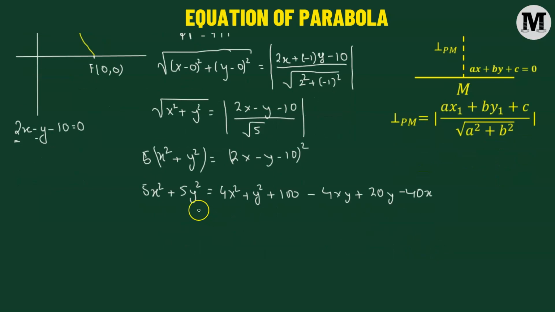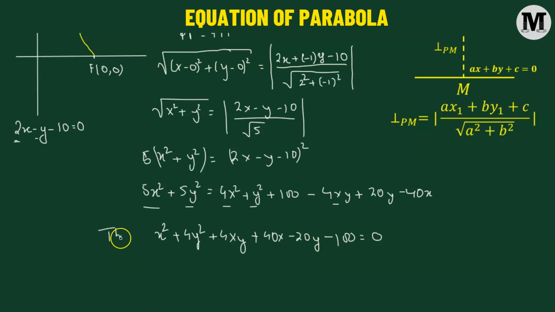So let's combine the terms. We have 5x squared minus 4x squared, which gives us a positive x squared. 5y squared minus y squared will be positive 4y squared. Then we have positive 4xy plus 40x minus 20y, and then we have negative 100 equals 0. And this is going to be the required equation of the parabola.